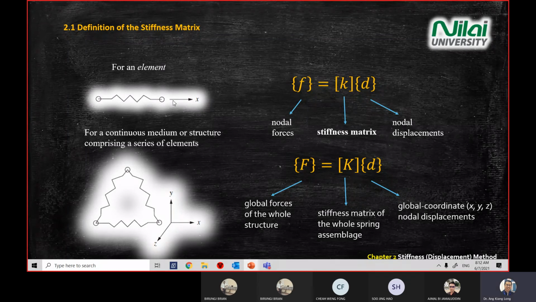Yeah. Okay. So one is if you use small letters, f equals kd, the f is small, k is small, it refers to an individual element. If you write capital F and capital K, it means you already look at the global scale or the whole structure, the combination of all the elements.